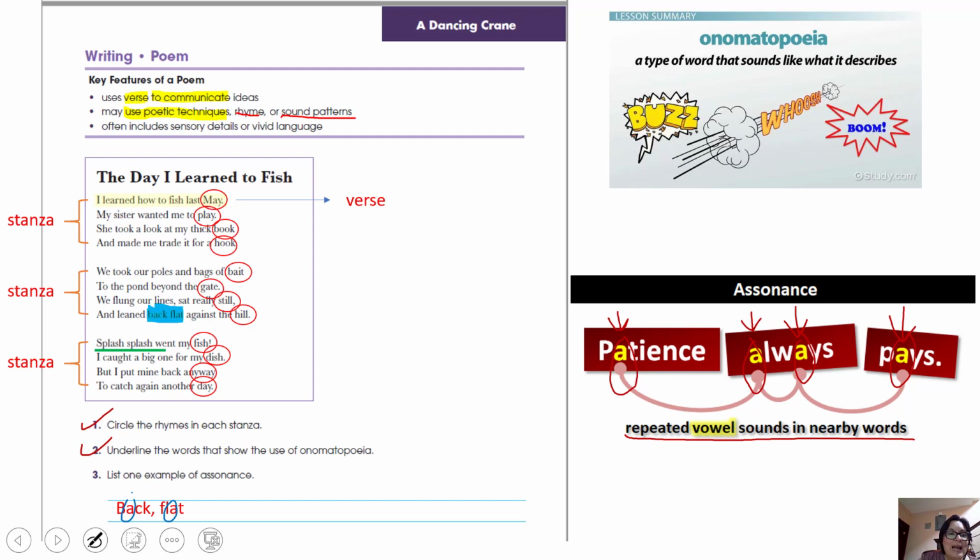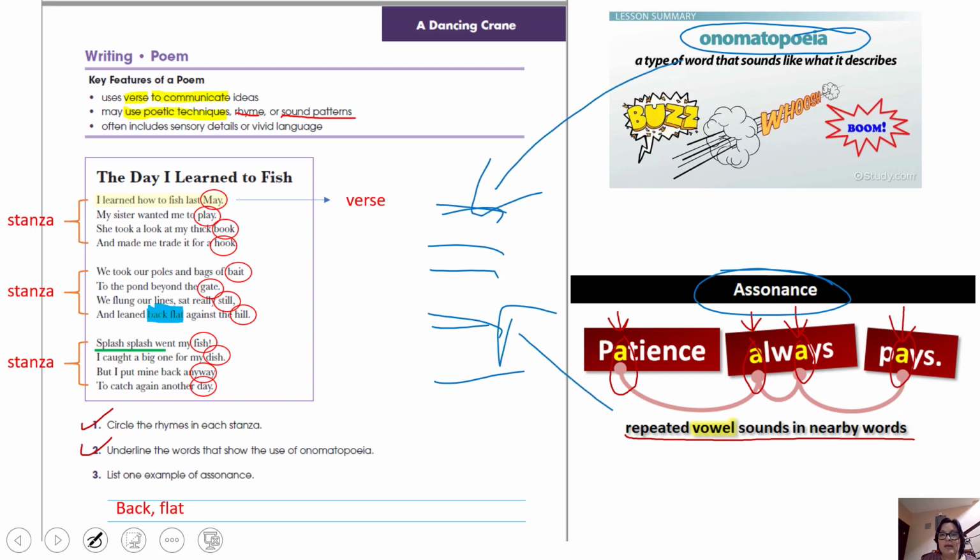So, guys, what you are going to do is, I need to see this page like I have it in here, okay? Don't answer only number 1, 2, 3. I want to see the stanzas just like I have it in here, and the verses also. And I also want you to have onomatopoeia and assonance in this part of your book. You have to write that in here, okay?